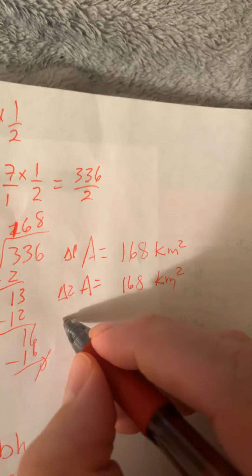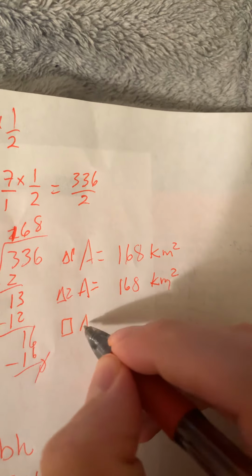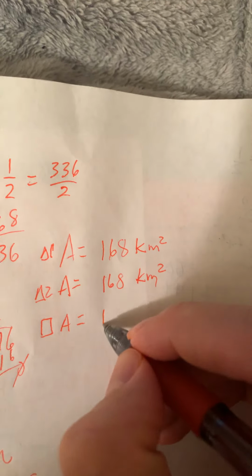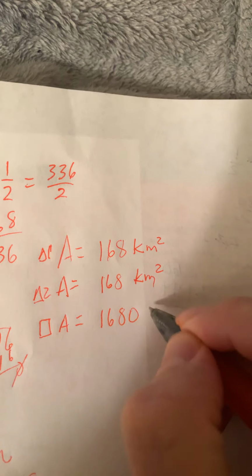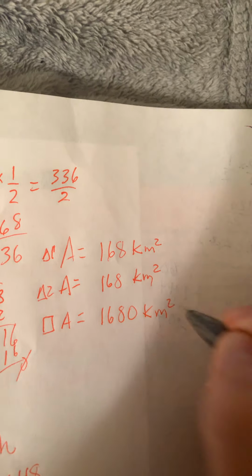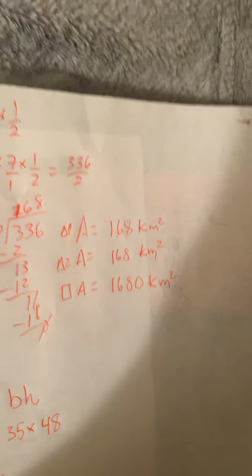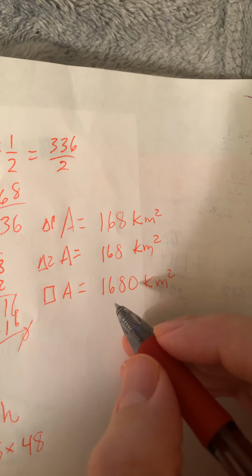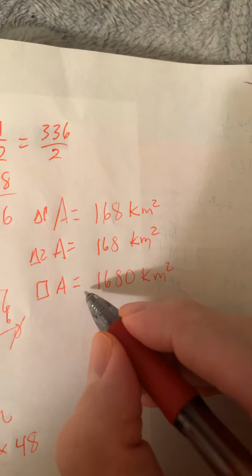1,680. Okay. So the area, I'm going to show here now the parallelogram. The area of that parallelogram is 1,680 kilometers squared. And now what I'm going to do is add them.